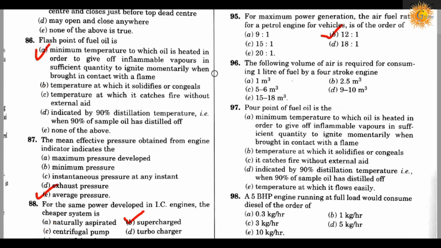Question number 96. The following volume of air is required for consumption of 1 liter of fuel by 4-stroke engine. So it's asking about volume of air required. Option A, 1 meter cube, option B, 2.5 meter cube, option C, 5 to 6 meter cube, option D, 9 to 10 meter cube, option E, 15 to 18 meter cube. Correct answer is D, 9 to 10 meter cube.